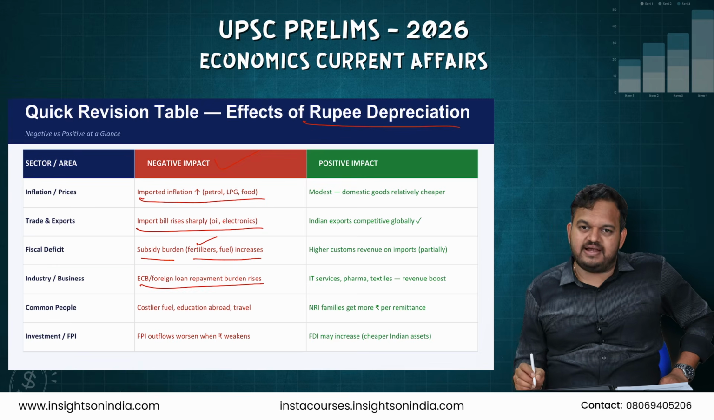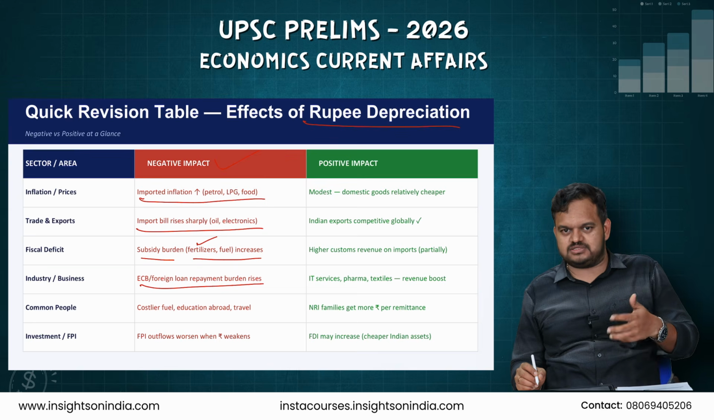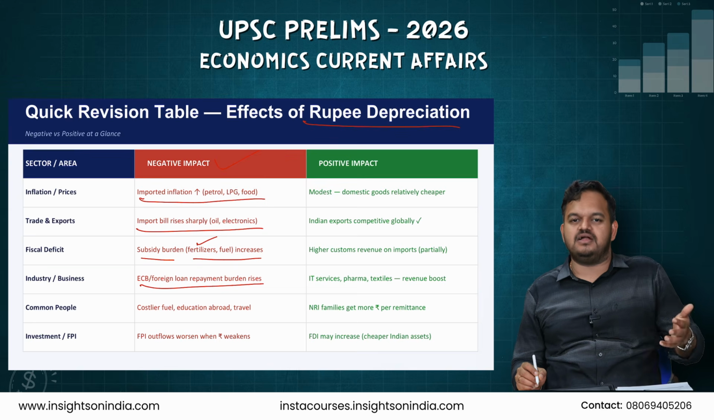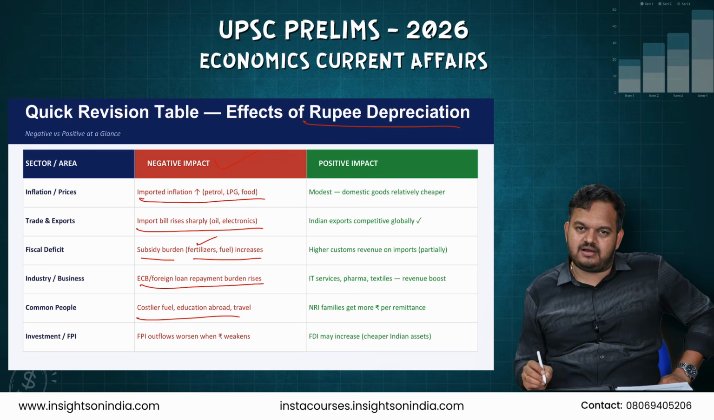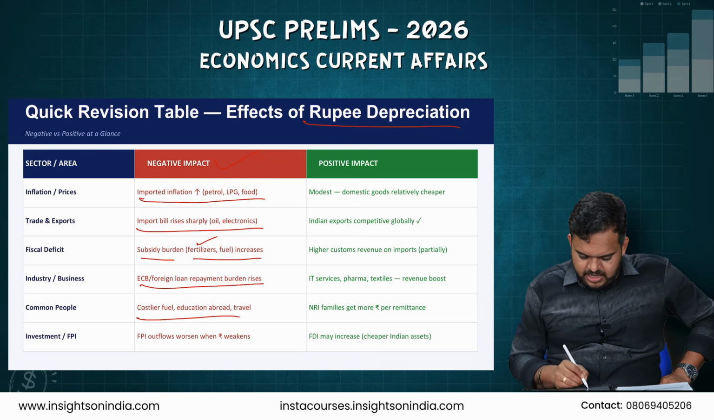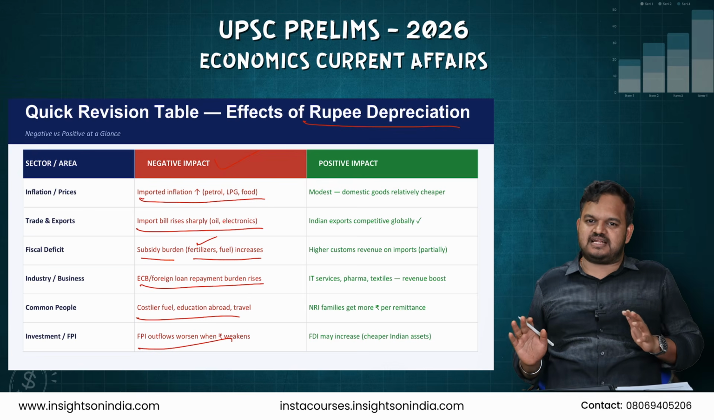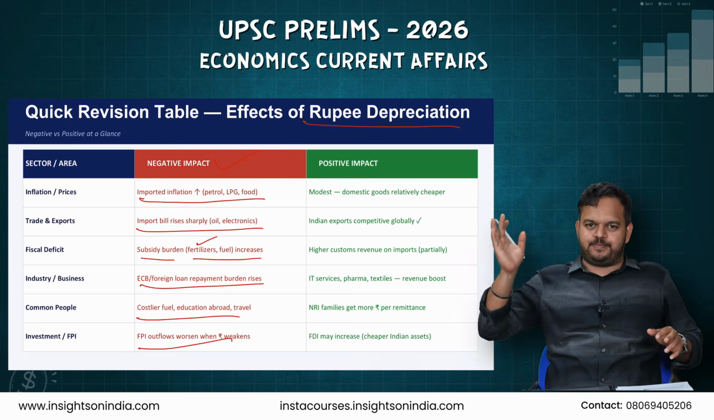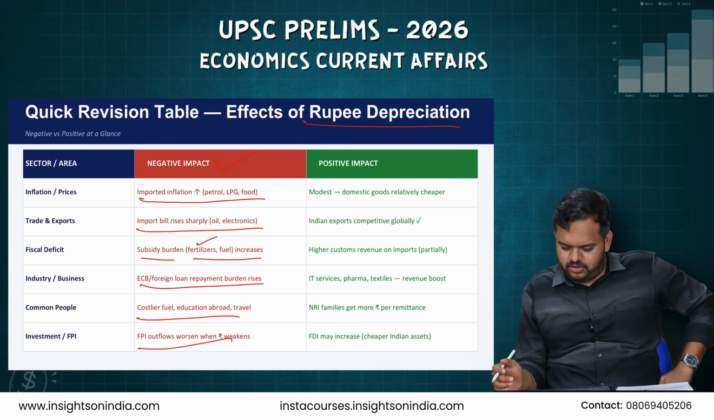Again, loan payment is going to be difficult because we have to pay more, because the dollar value is going to go high. External borrowings become very costlier. Common people, again, inflation is going to affect them. FPI outflows. If the dollar strengthens, again, more and more people tend to buy dollars, right? FOMO. So it will lower the value of your rupee.